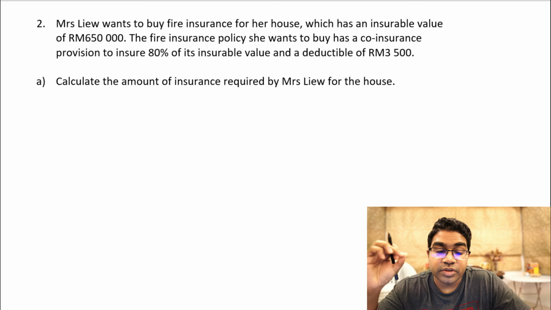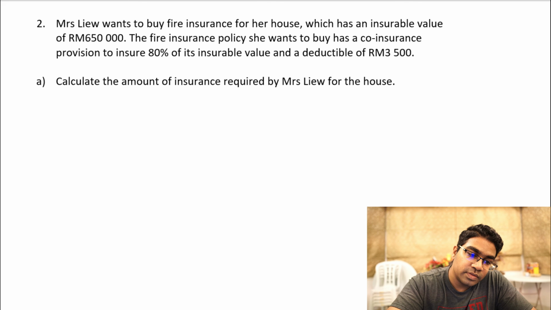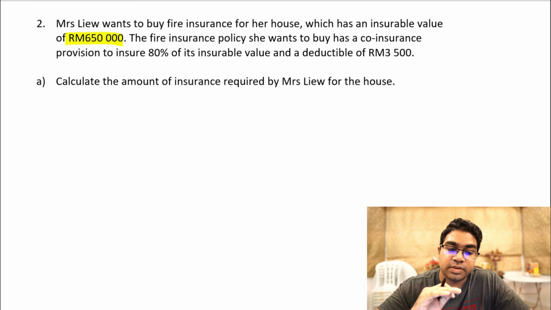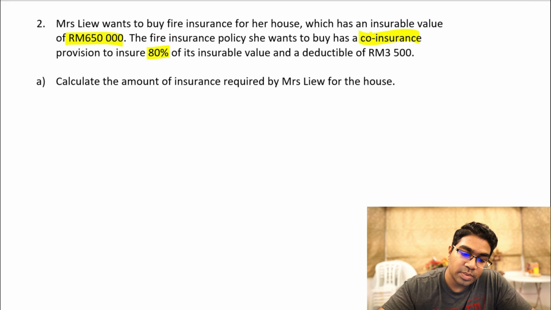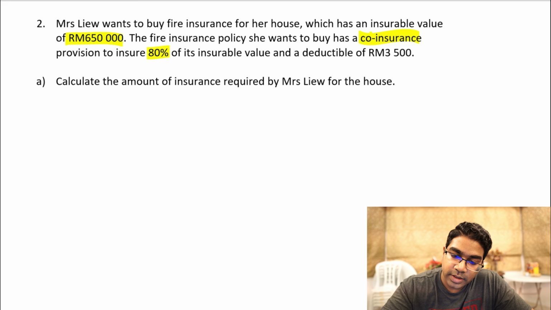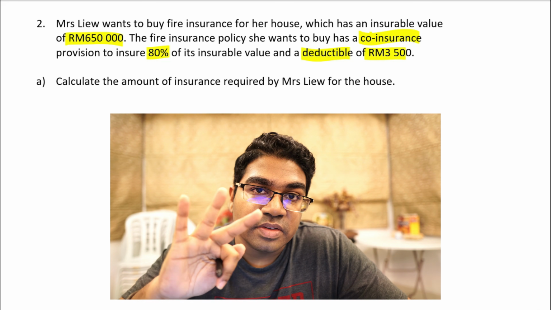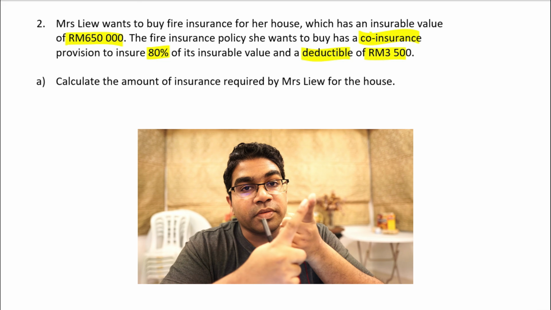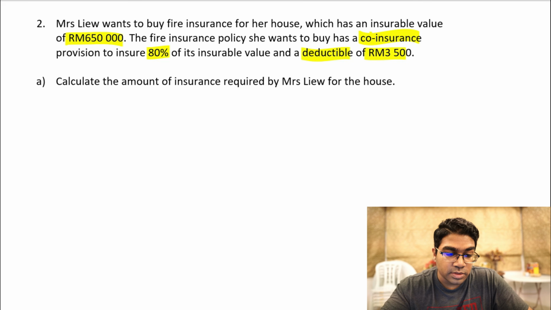Let's look at fire insurance policy. Mrs. Liu wants to buy fire insurance for her house, which has an insurable value of 650,000. This is the value of the house. The fire insurance policy she wants to buy has a co-insurance provision to insure 80% of its insurable value and a deductible of 3,500. When it comes to property insurance, there are always 3 ways to calculate compensation, depending on the amount of insurance purchased as well as the type of loss.